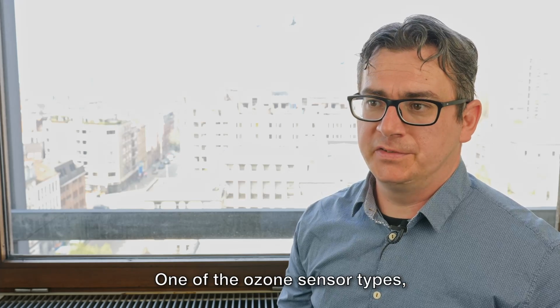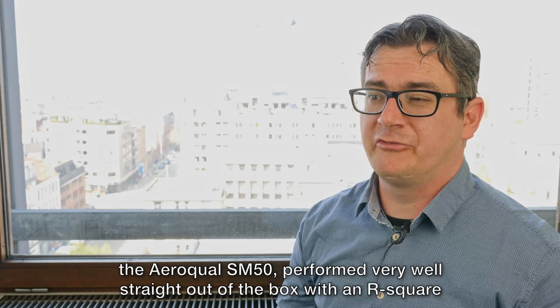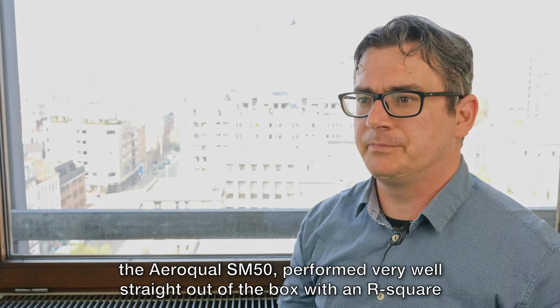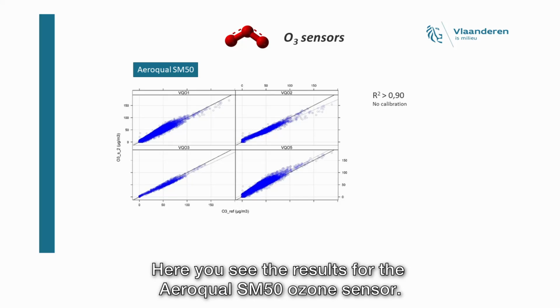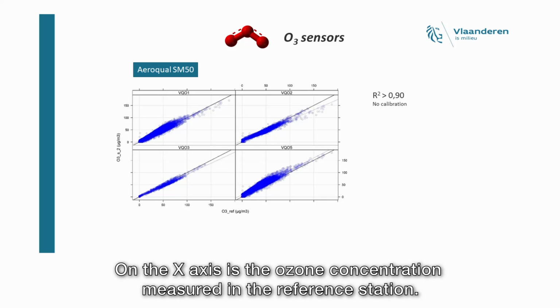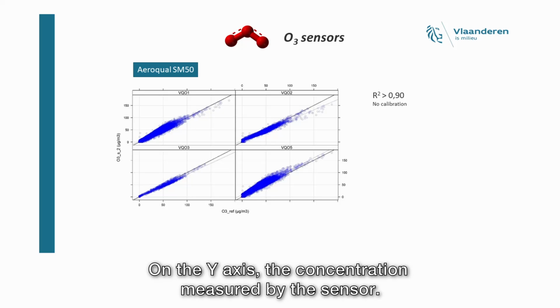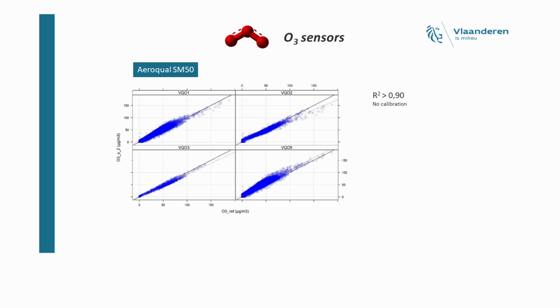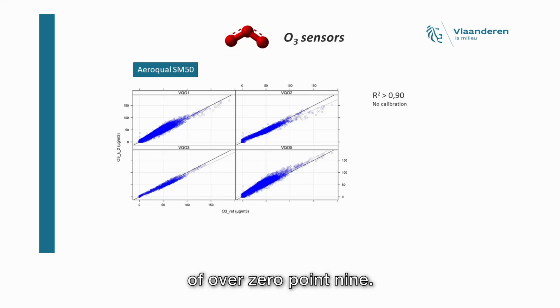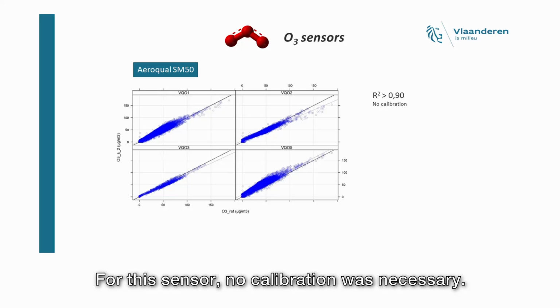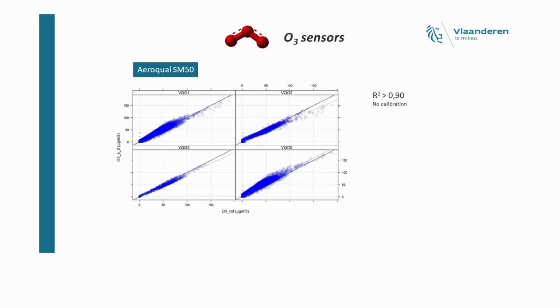One of the ozone sensor types, the Aeroqual SM50, performed very well straight out of the box, with an R-square of over 0.9. Here you see the results for the Aeroqual SM50 ozone sensor. On the x-axis is the ozone concentration measured in the reference station. On the y-axis, the concentration measured by the sensor. We see that there's a very good correlation and an R-square of over 0.9. For this sensor, no calibration was necessary.